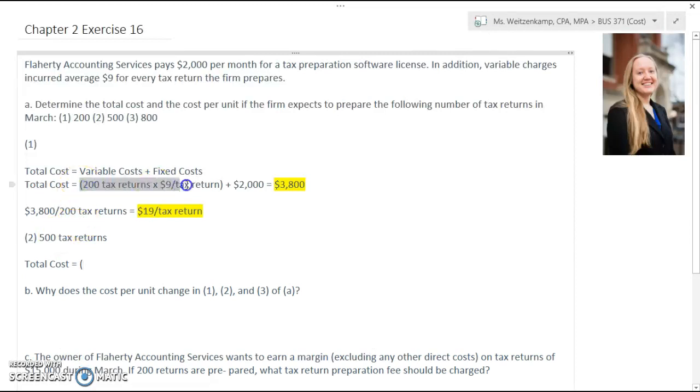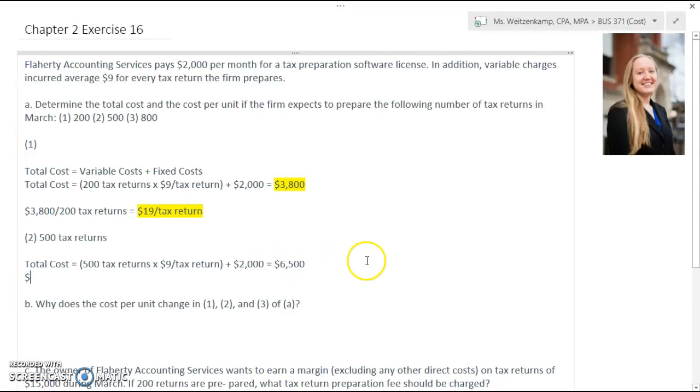And we need to calculate total cost. Well, we can follow along with our total cost calculation up above. We start off with the number of tax returns, and now that is 500 tax returns. We multiply that times our variable cost per tax return of $9. We then add our fixed cost. Our fixed cost was $2,000 per month, regardless of how many tax returns we produce. That cost must be covered. So calculating that, $9 per tax return times 500 tax returns plus $2,000, we should come up with $6,500.